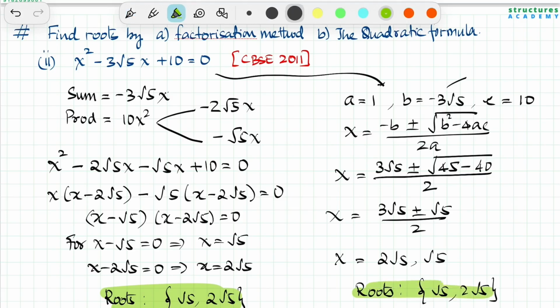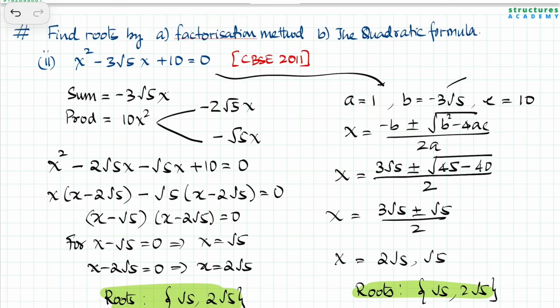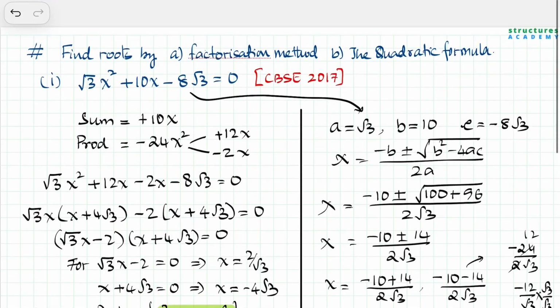So that is how you solve questions of this nature where either the square root is found in the middle term or the square root is found in the first and the third terms.